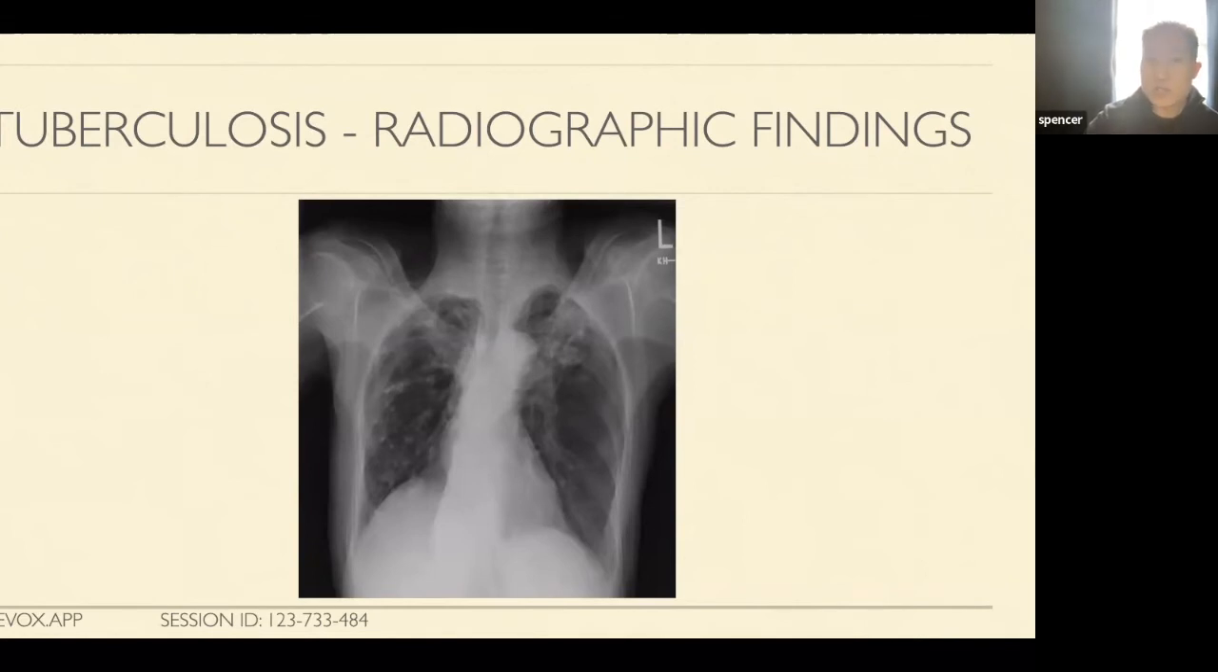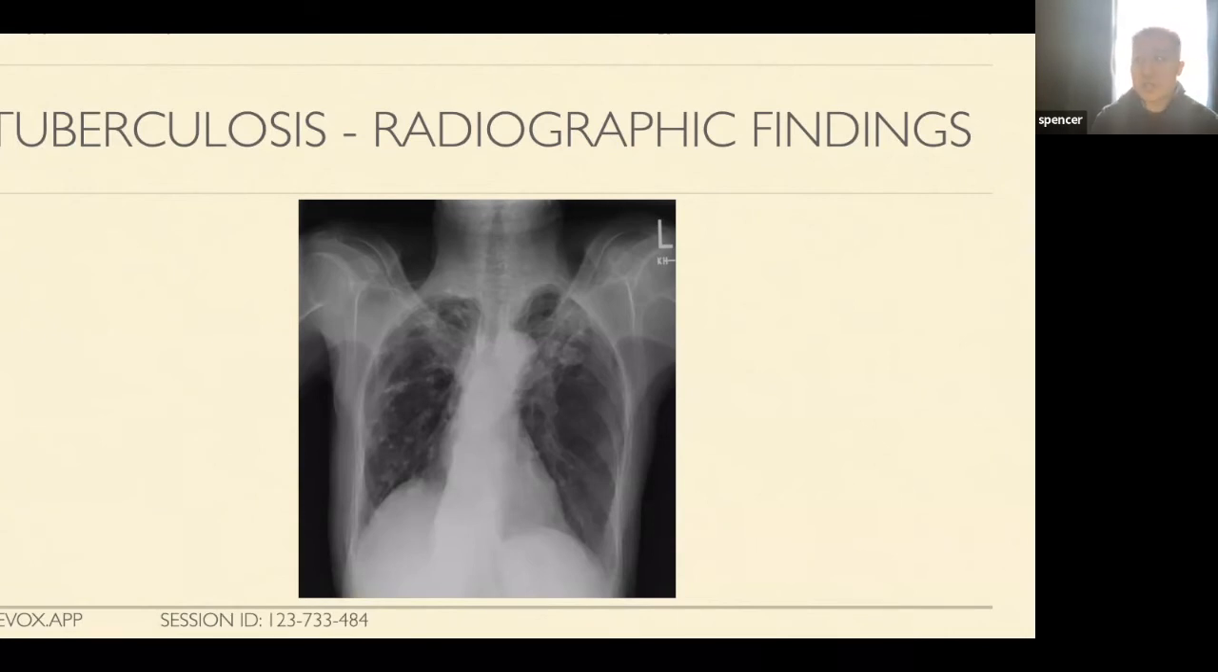So here we see some bilateral calcified granulomas with fibrotic apical changes and lung volume reduction. There's more on the right side than the left. The granulomas, I think they're referring to, are these little nodules more peripherally in the lungs.